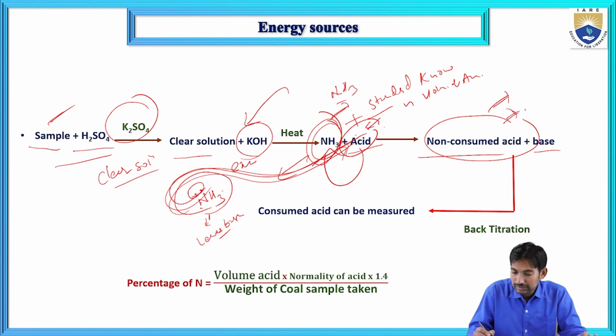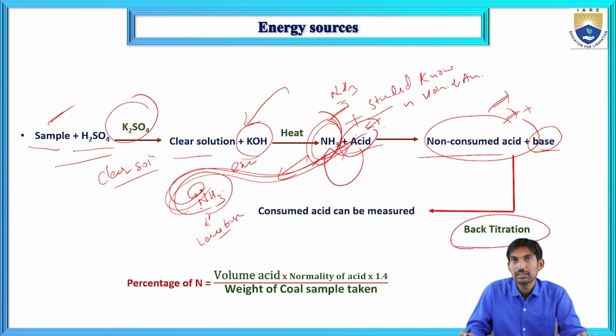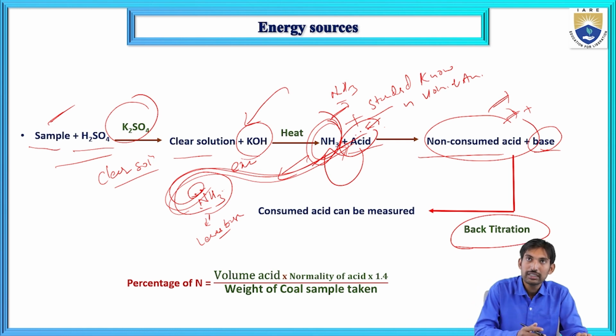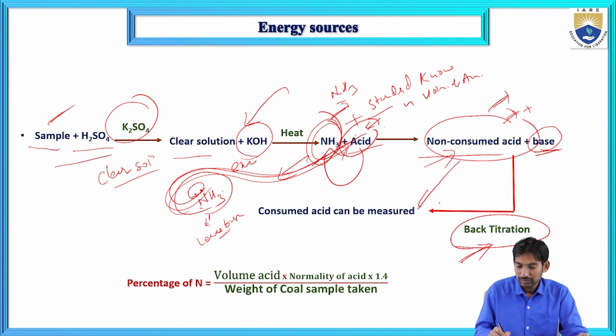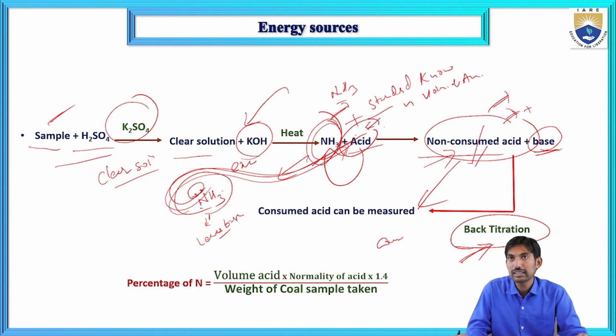This non-consumed acid is titrated against a base. That is, we have to do a back titration. Here, some of the acid reacts with the ammonia gas and some non-consumed acid is left. The non-consumed acid is titrated with the base solution. By this back titration, we can know the concentration of the non-consumed acid.